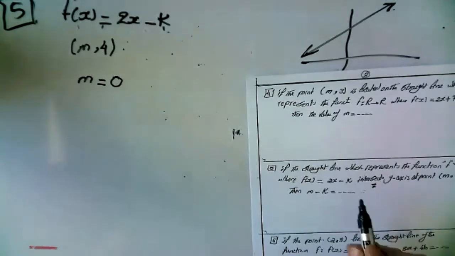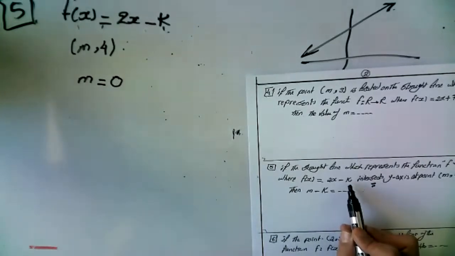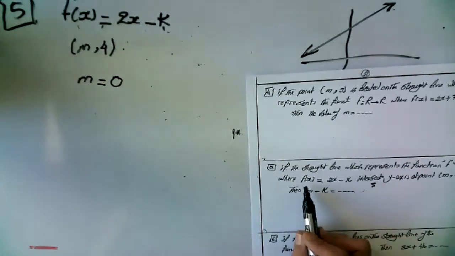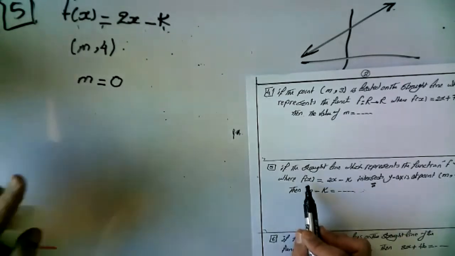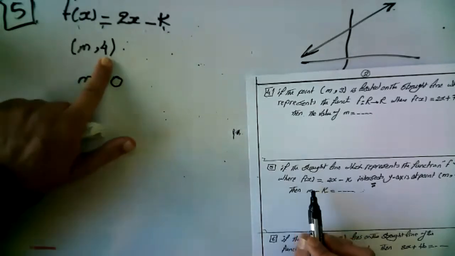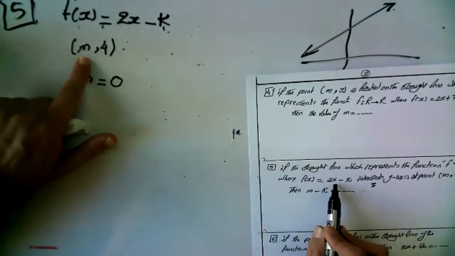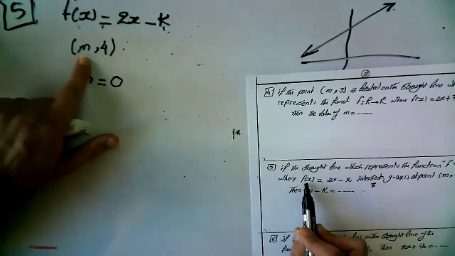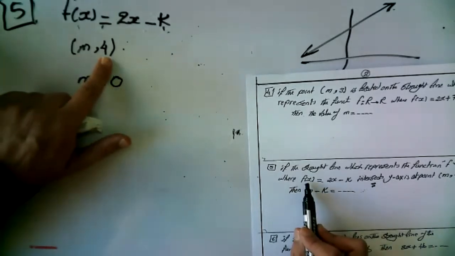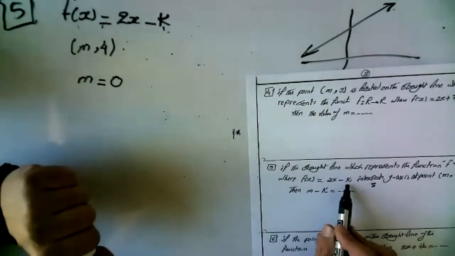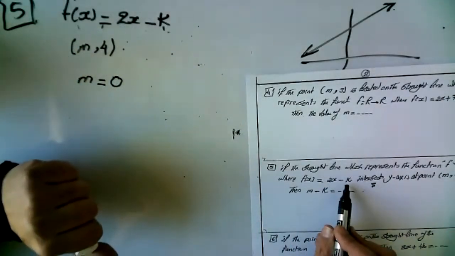Now we are going to get the value of k. Substitute f of x by 4 and x by 0. Again, substitute f of x by 4, substitute x by 0, and you will have the value of the unknown k.